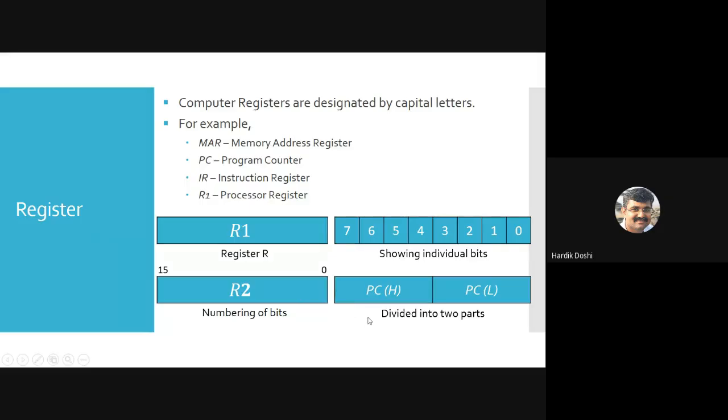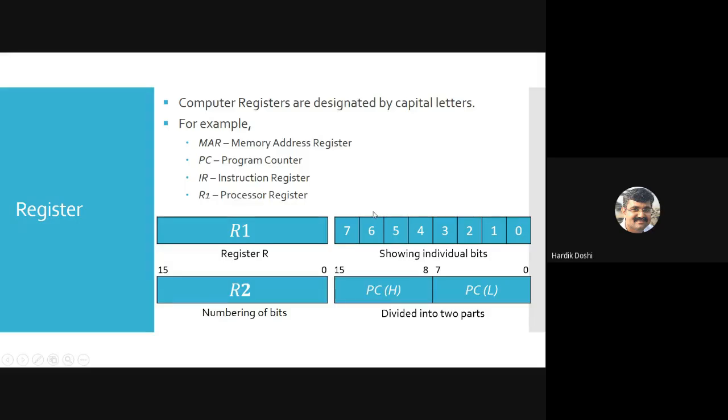Then again, I can divide this register into two parts. For example, 0 to 7 bits, which are the lower bits. L stands for lower bits and H stands for higher order bits, that is 8 to 15. So these are the different representations of a register. Register R1, then I can show individual bits of registers, then I can simply show the numbering of the bits, and I can also divide the register into two parts, that is lower half and higher half, meaning lower order bits and higher order bits. Is it fine, everyone? Okay.